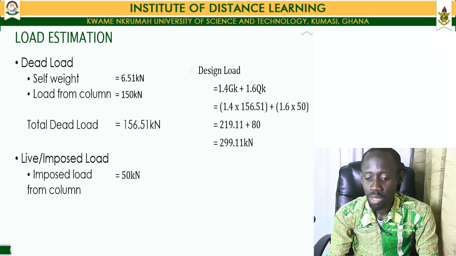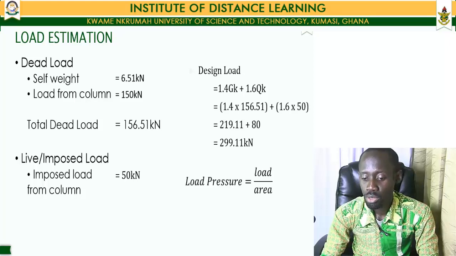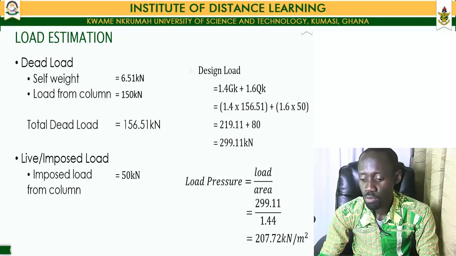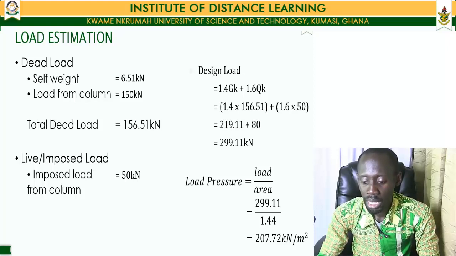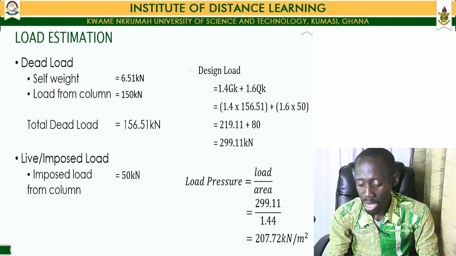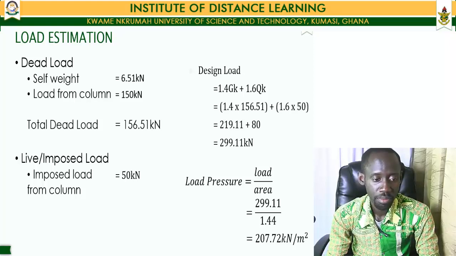Now, the pressure that would be exerted by these 299.11 kilonewtons at the base of our pad is equals to the load divided by the area, which gives us 299.11 divided by 1.44, with a final value of 207.72 kilonewtons per meter squared. So then that's the ultimate pressure that our pad would have to support.